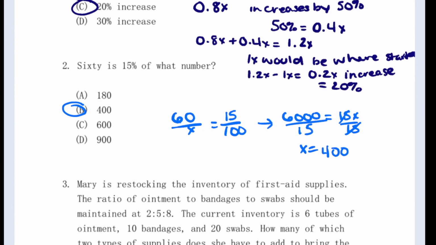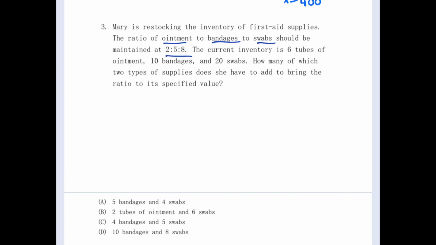The next problem: Mary is restocking the inventory of first aid supplies. The ratio of ointment to bandages to swabs should be maintained at 2 to 5 to 8. The current inventory is 6 tubes of ointment, 10 bandages, and 20 swabs. How many of two types of supplies does she have to add to bring the ratio to the specific value? So in order to solve this problem, the first thing we're going to do is write out what we have. So we have 6 ointments, 10 bandages, and 20 swabs.